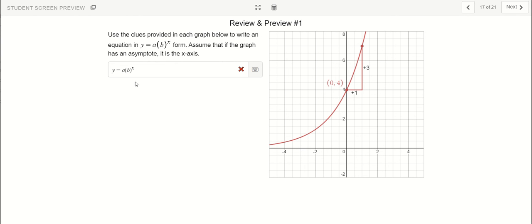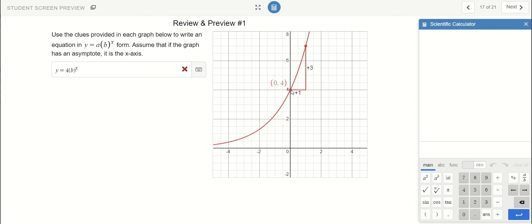Our starting point's at 4, so I'm going to replace A with 4. And here, my next point, I'm jumping from height 4 to height 7. So my ratio will be 7/4. Again, next divided by previous. I'm starting at 4. Next jump would be at 7. So my ratio is 1.75.